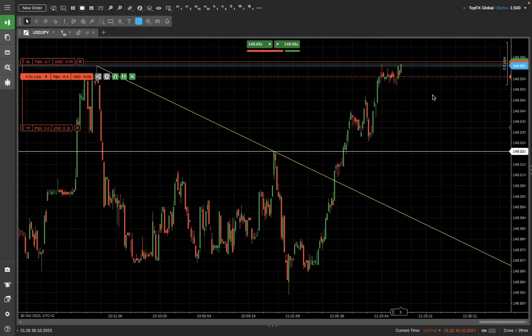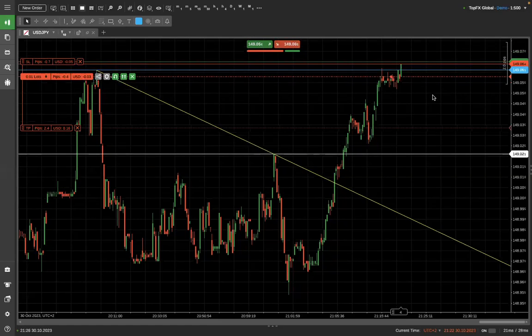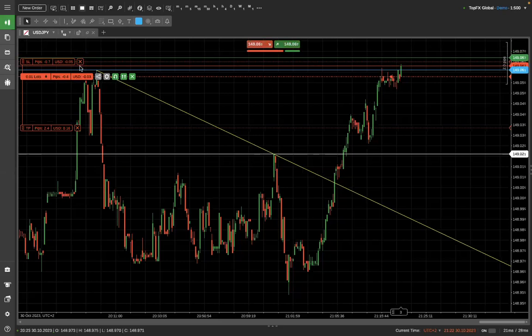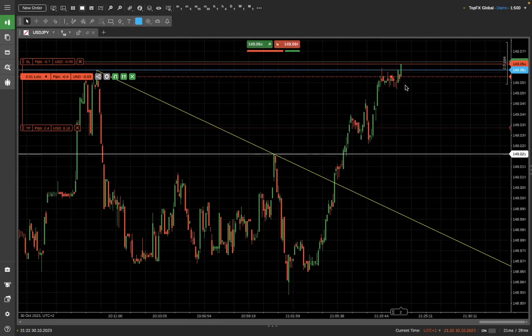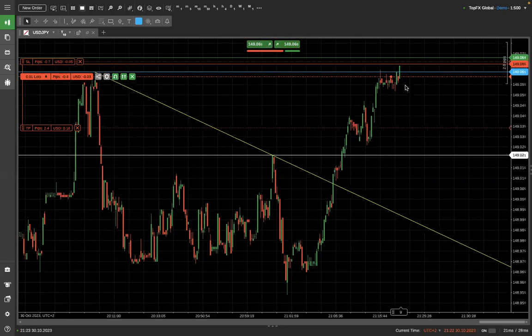Okay, so you can see that the level might not be strong enough to stop the bulls from attacking it, right? But nevertheless, you need to consider that there might be some kind of potential reversal, which can prompt you as a trader to consider the next move.